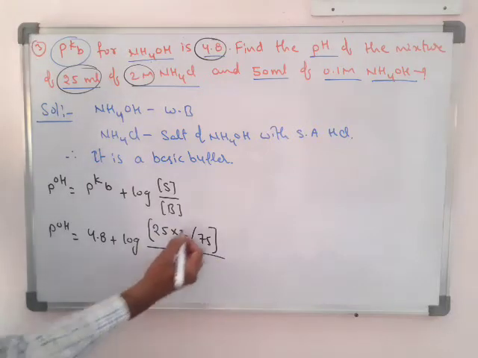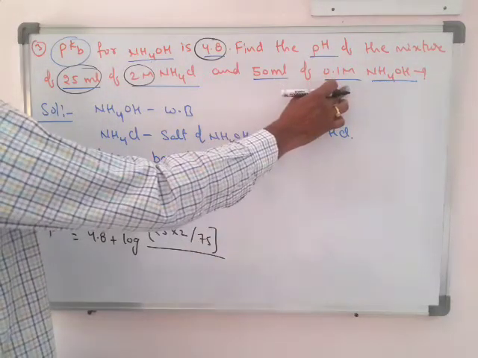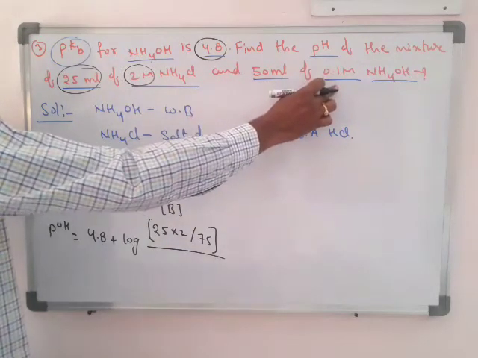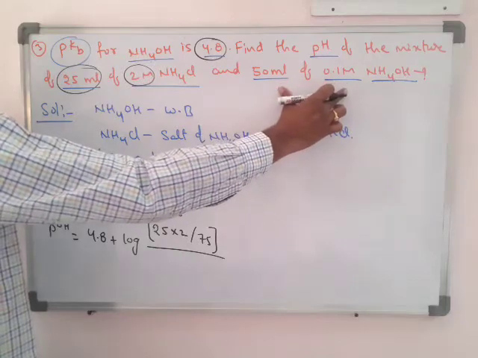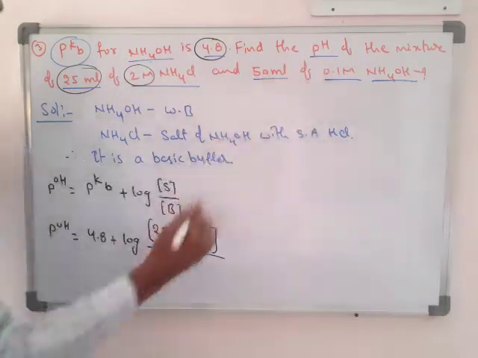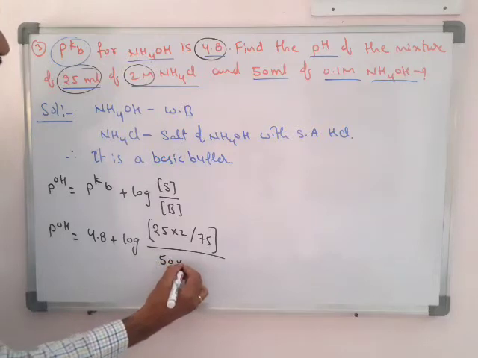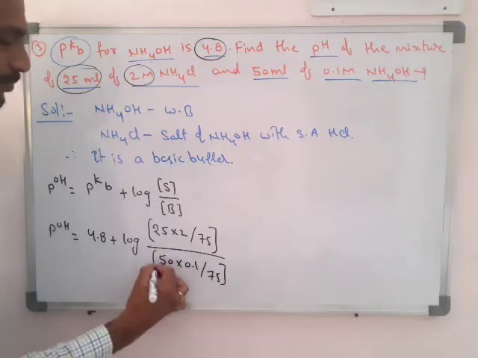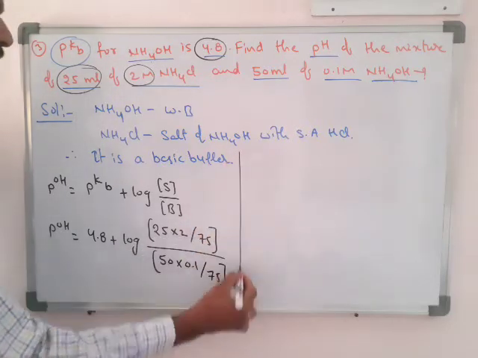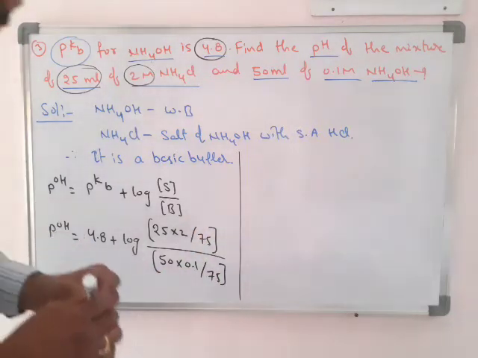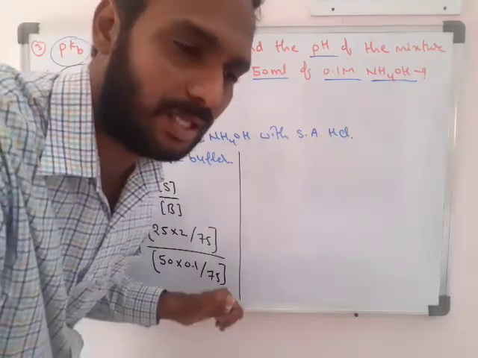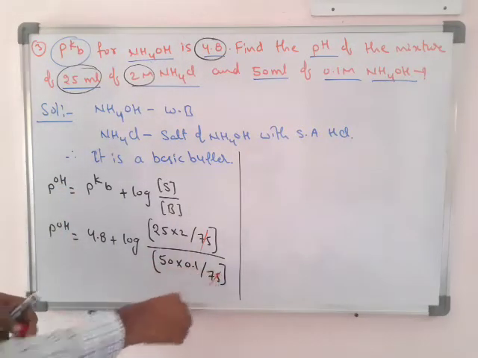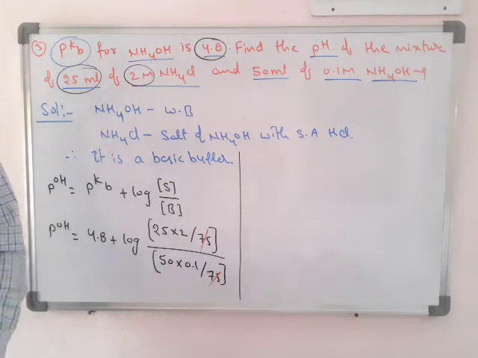So what is the base? Base concentration is also given, 0.1 M. We used to calculate the milliequivalents, so 50 into 0.1 M. But we have to calculate the final concentration after mixing. So 50 ml into 0.1 by what is the total volume? 75. Okay, we already know that this 75 gets cancelled, but the correct procedure is to first write the values. So we know that they will exactly cancel.